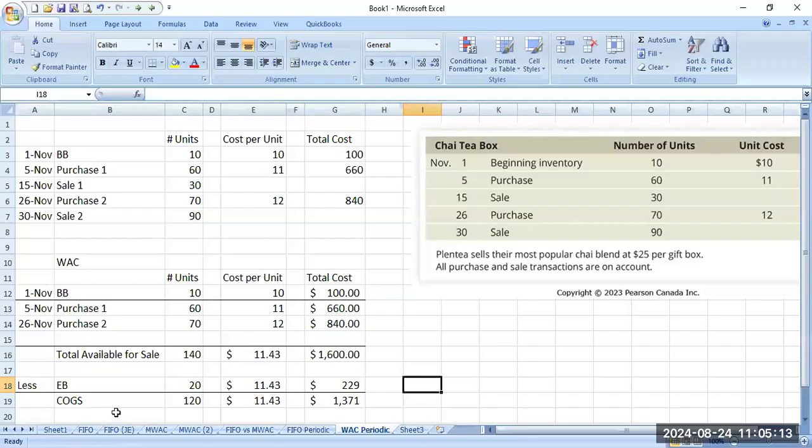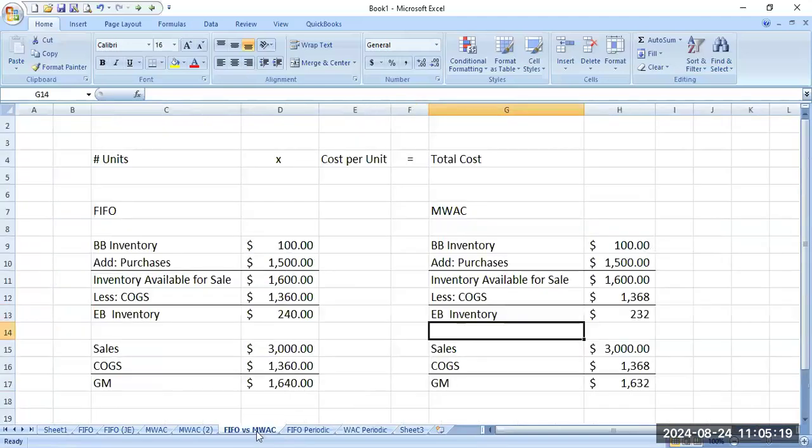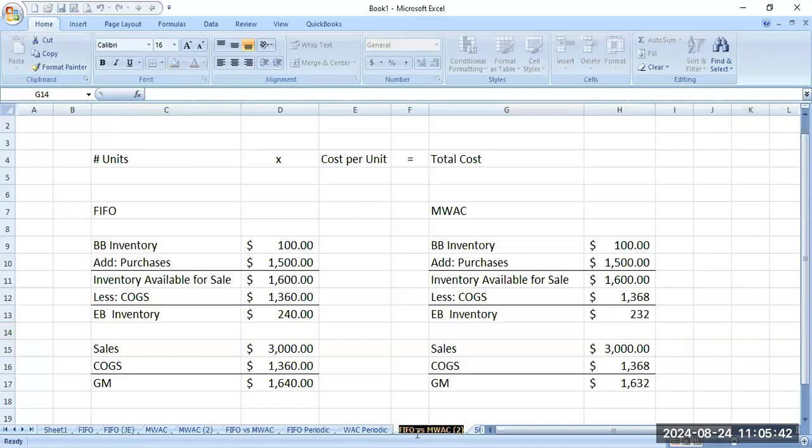Let me go to the Excel spreadsheet again and use the sheet that we have available. More specifically, I want to use the sheet in which we calculated first in, first out versus moving weighted average cost. We didn't do this one for the periodic, but I believe you can easily do it by yourself. At this point, I'm going to use this one to show you the inventory mistakes and how they affect the statements.